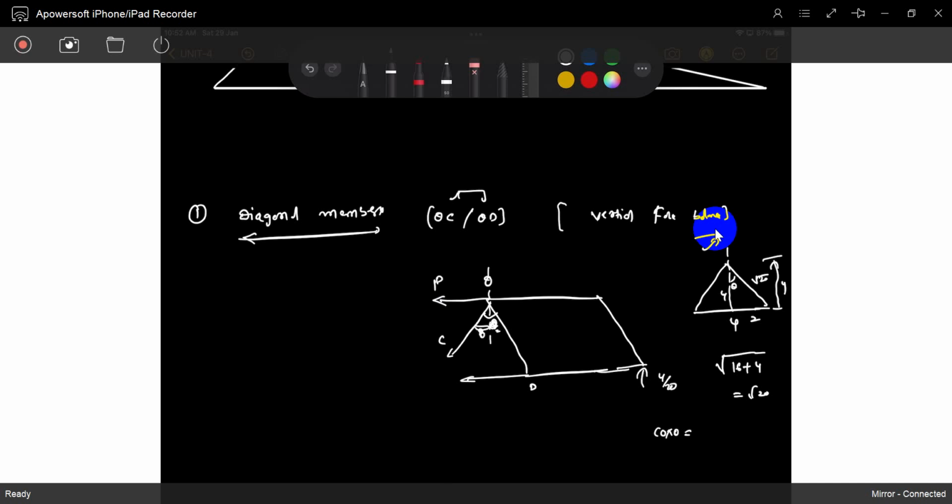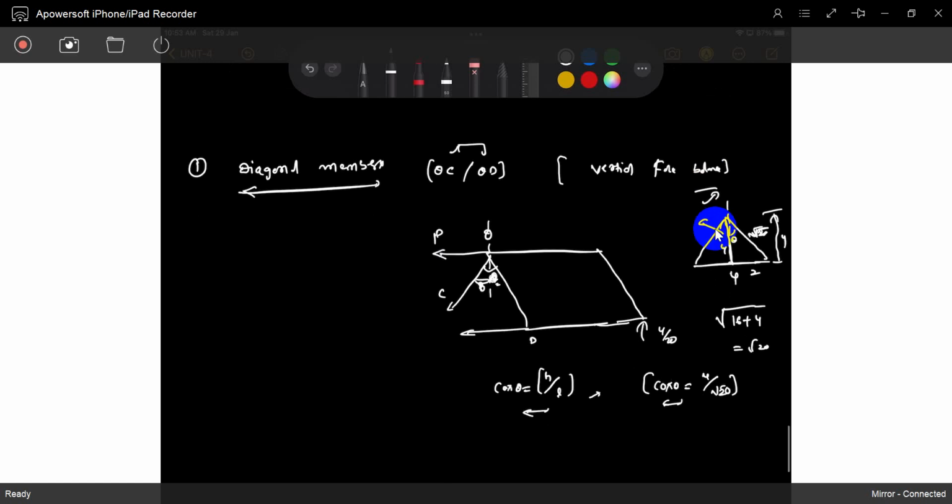What will you get? It will get this height. Understood? This height, 4, divided by the length of that member, root 20. That is the cos theta. Otherwise you can write that cos theta is equal to height divided by the length of that member. Height divided by length. That's it. No need of data, just see it.